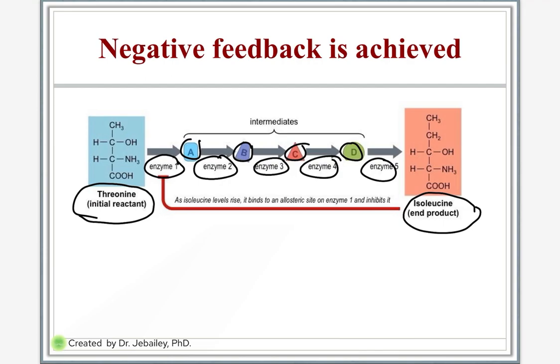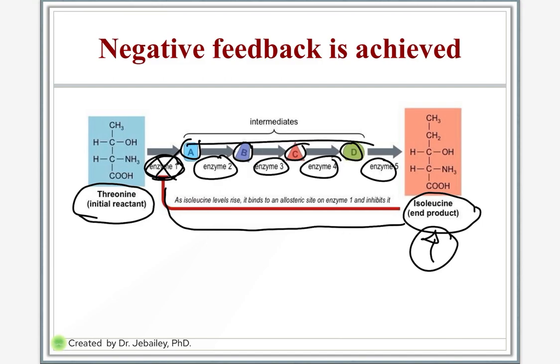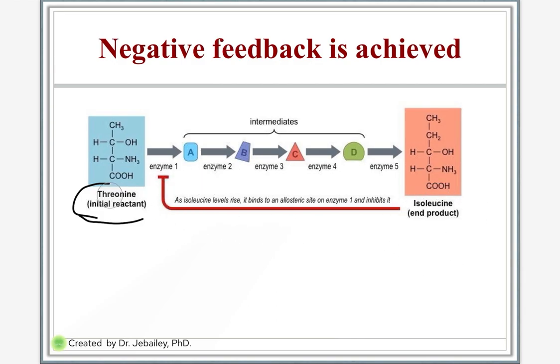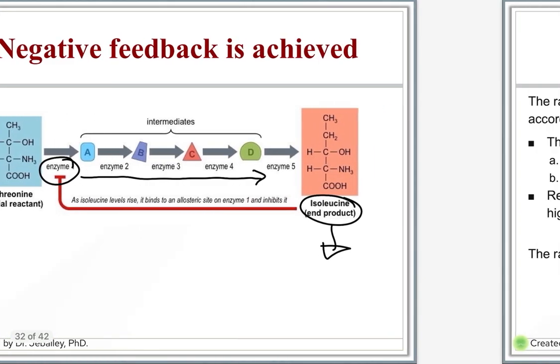Now, if you have too much isoleucine, the isoleucine will go all the way to the first enzyme and stop the whole process, because you already have so much isoleucine. But once you don't have enough isoleucine, what do you do? You reverse the whole thing. If the isoleucine is low, then you allow enzyme 1 to go back to normal and continue the process so it can produce isoleucine again.